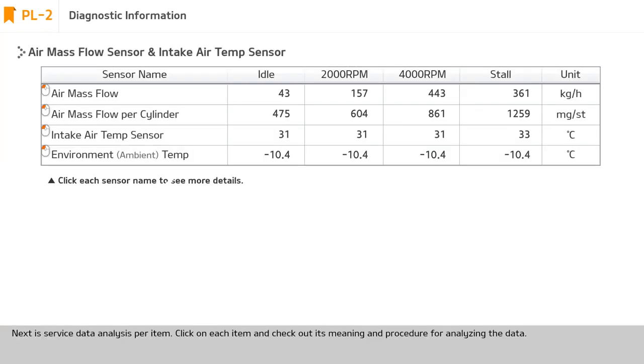Next is service data analysis per item. Click on each item and check out its meaning and procedure for analyzing the data.